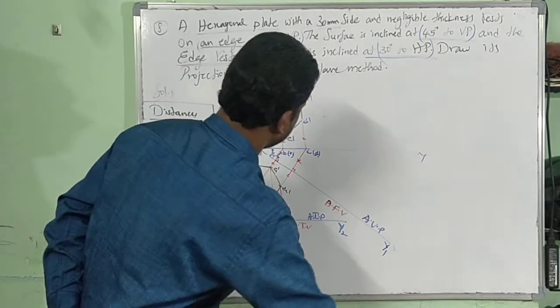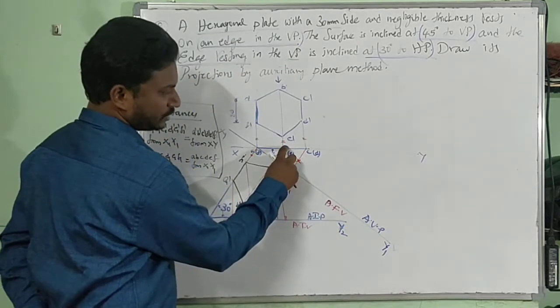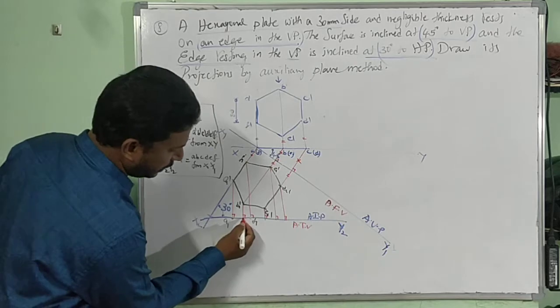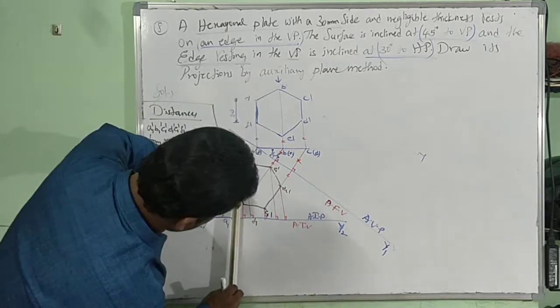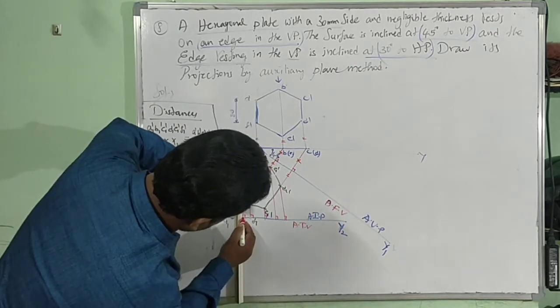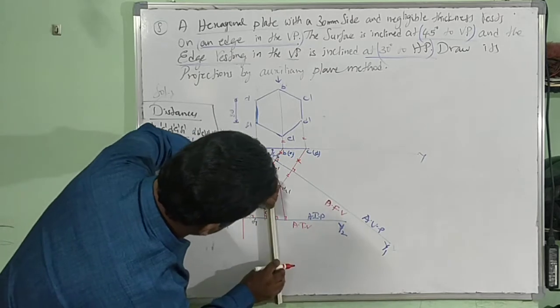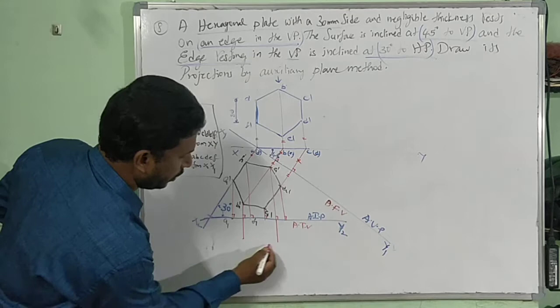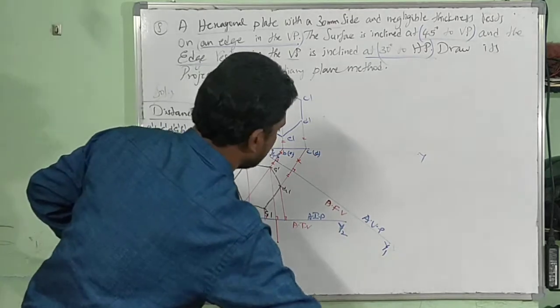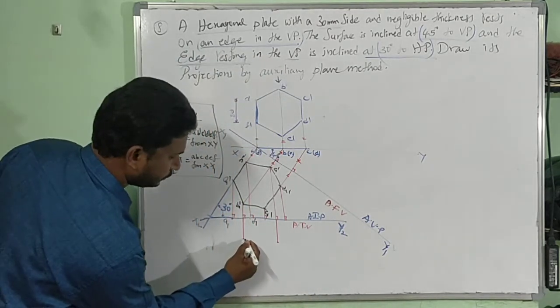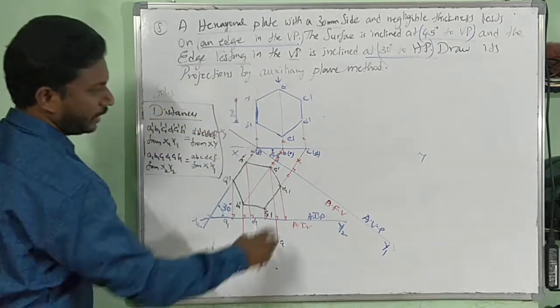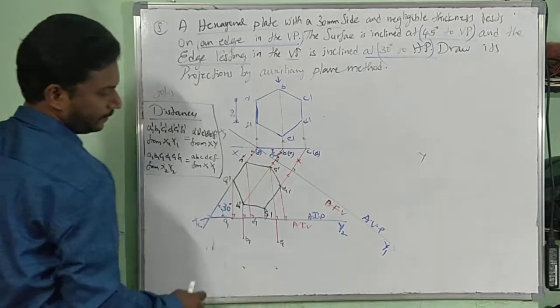Now the other distances. From X1, Y1, BE. B is nothing but here. I can extend this B for some small length, and for E some small length. I'll get two points here, which are nothing but B1, E1.